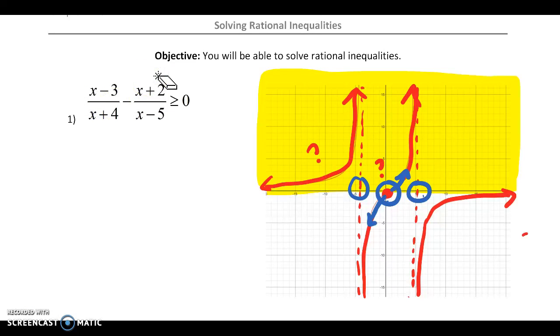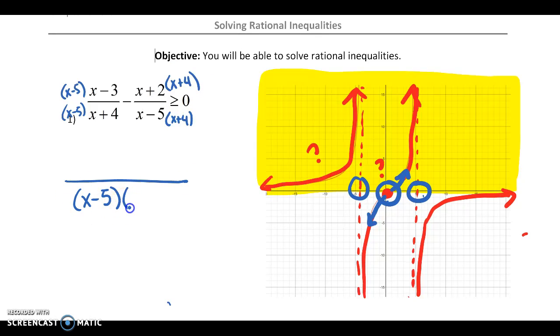First and foremost, a rational function is typically like a fraction, but right now we have 2 fractions. So you're going to need to use your skills of rational expressions to combine these into 1 fraction. So let's do that. We need a common denominator because we are subtracting fractions. This one has an x plus 4, this has an x minus 5. That means this needs an x minus 5, and this needs an x plus 4. Once we have a common denominator, we can subtract fractions. It's a good review. So our common denominator is (x minus 5) times (x plus 4).